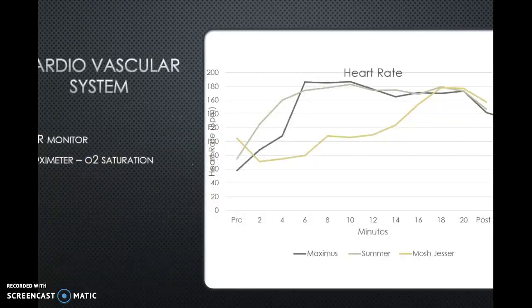Heart rate. To measure the heart rate, we used a heart rate monitor to measure the beats per minute. We also used an oximeter to measure the O2 saturation within the blood, and this gave us the heart rate reading as well as a reliable Fitbit monitor.